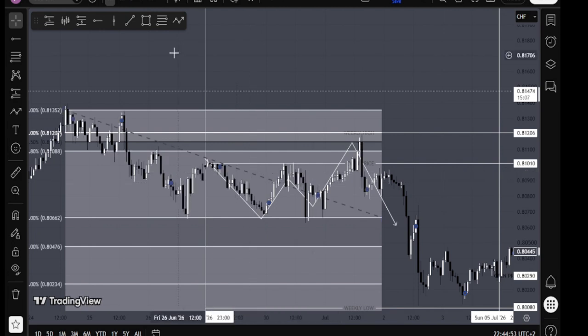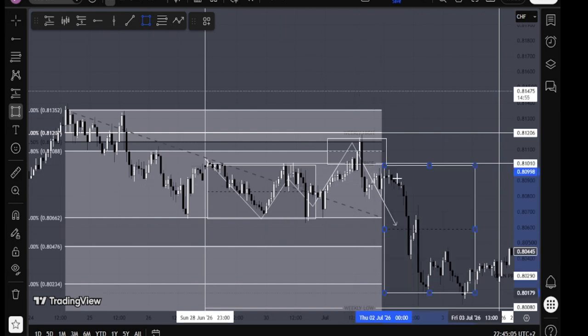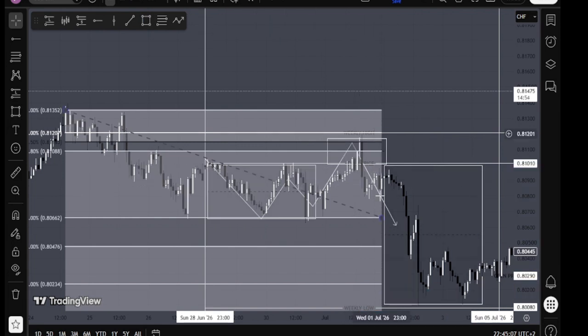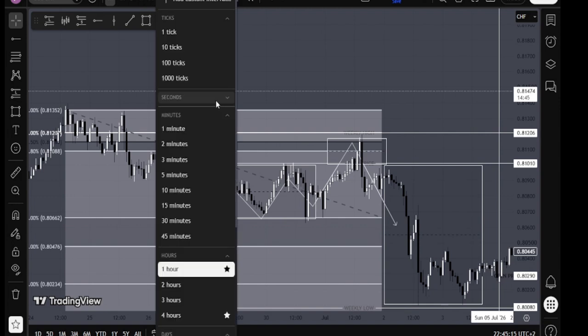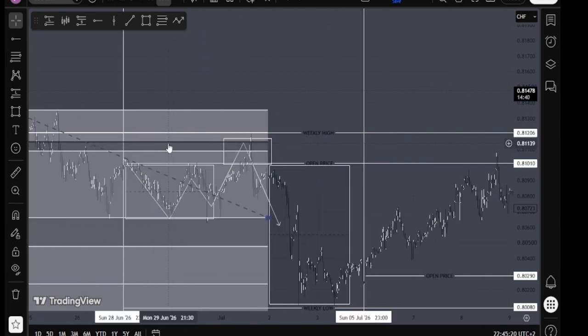Accumulation, which is here. There's the accumulation phase. There's the manipulation here. And here's the distribution here. Can you see that? Accumulation, manipulation, distribution. So let's say you're looking at the 1 hour and you want to enter on like the 30-minute time frame. Let's go to 30-minute. You put your fib here.